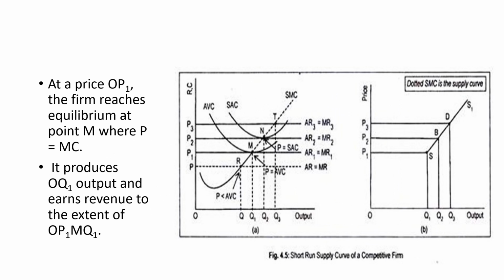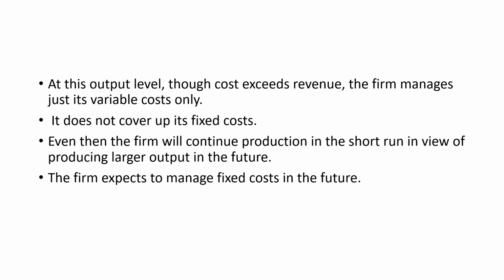So when price is below the average variable cost, the short-run equilibrium output would be 0. Now, at price OP1, the firm reaches equilibrium at point M, where MR equals MC. The firm produces OQ1 level of output, and it earns a revenue equal to OP1MQ1. At this output level, though we can see that cost exceeds revenue, the firm manages just its variable cost only. It does not cover its fixed cost.